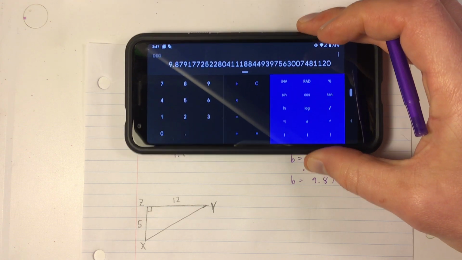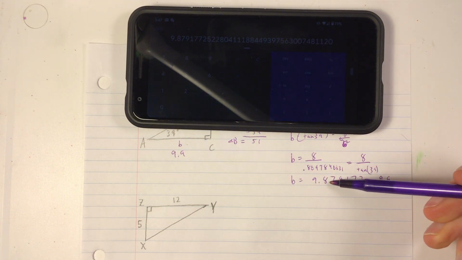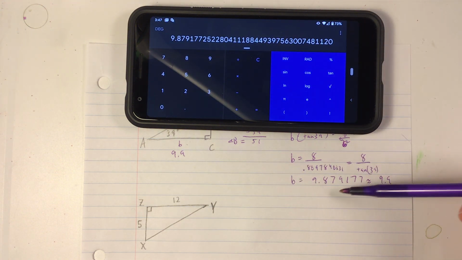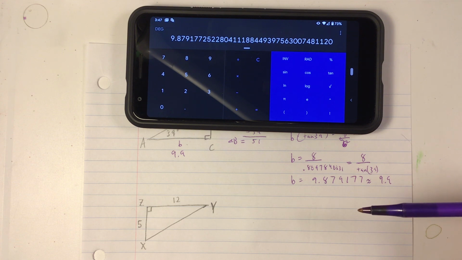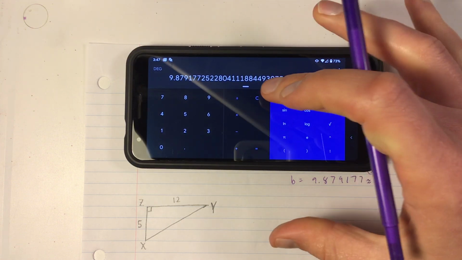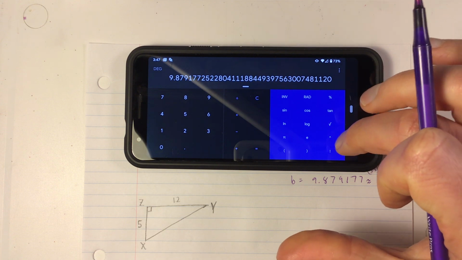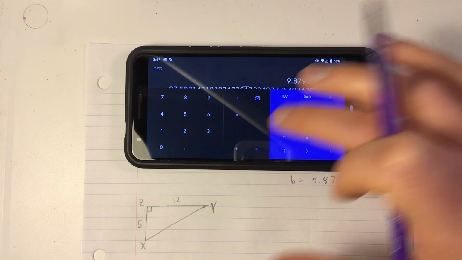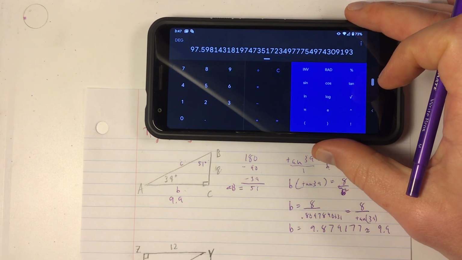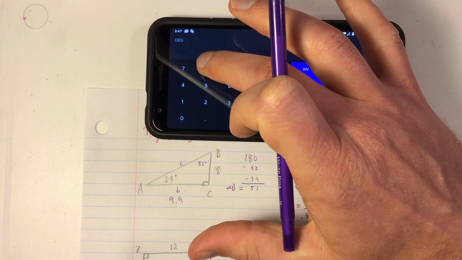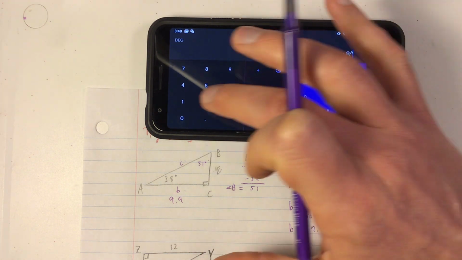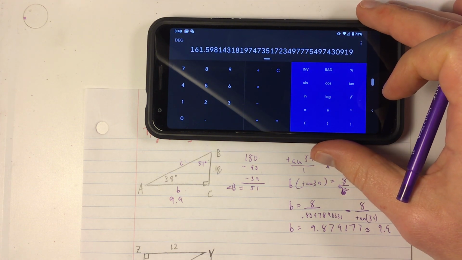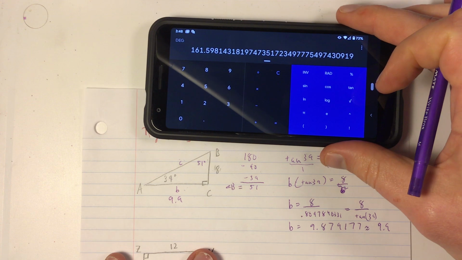So now I'm not going to use the rounded answer. I'm not going to use 9.9. I'm going to use this big long one down here, because if I round early, my final answer is going to be thrown off. So I'm going to take this number, just going to keep that in my calculator. I'm going to square it. So raise to the second. That gives me 97.59. I'm going to add on 8 squared. And that's going to give me 161.598.